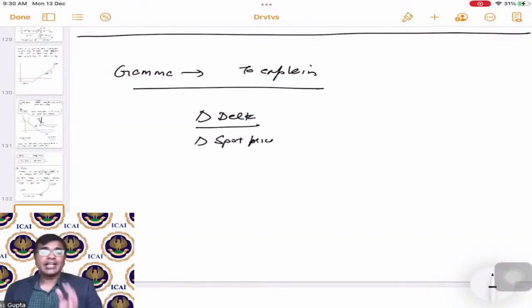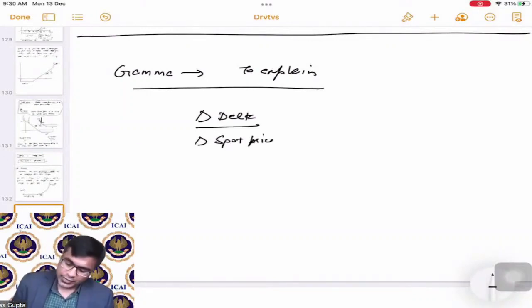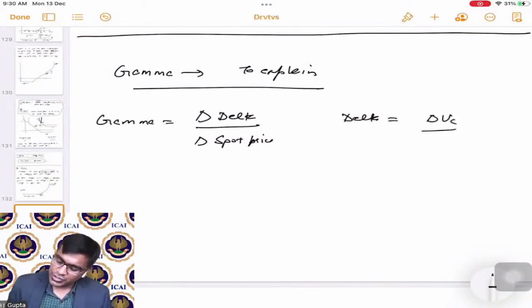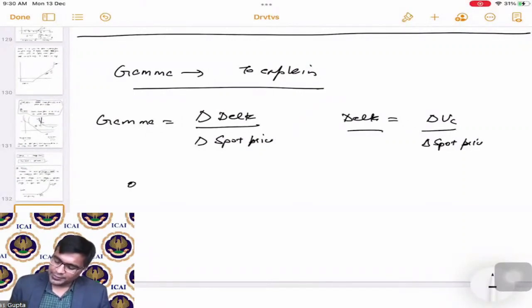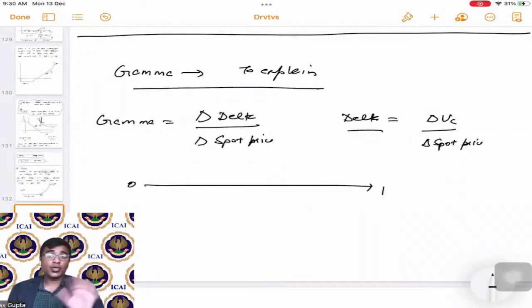Now we know that delta is what? So this is gamma and this is delta. Delta is change in value of call option divided by change in spot price. Okay, now it is clear. Now, delta changes from 0 to 1, correct? Delta is not a constant number. It will keep on changing as the spot price changes. That we have already seen while going through the delta definition.